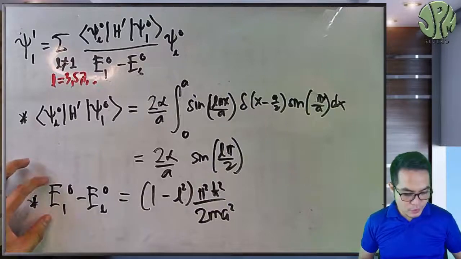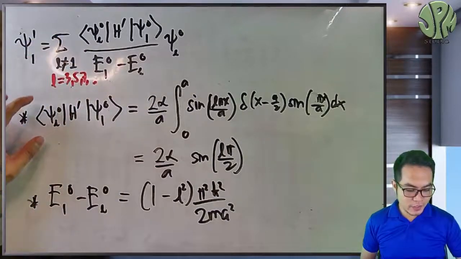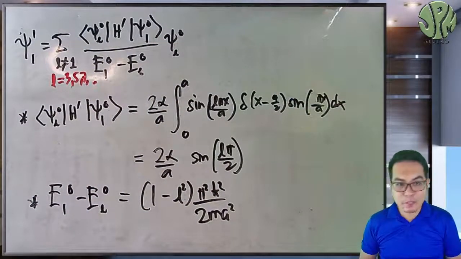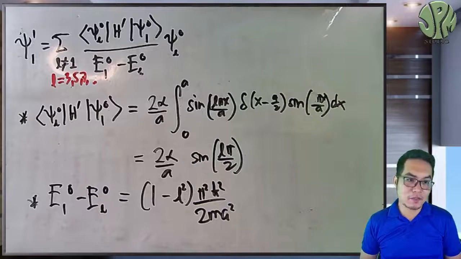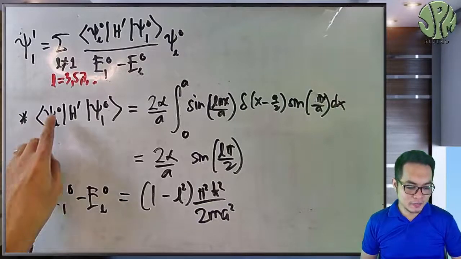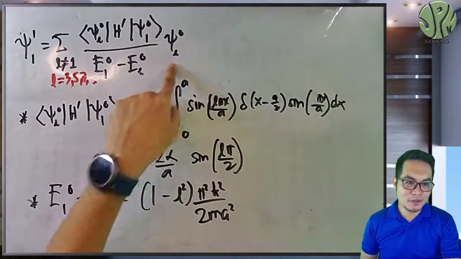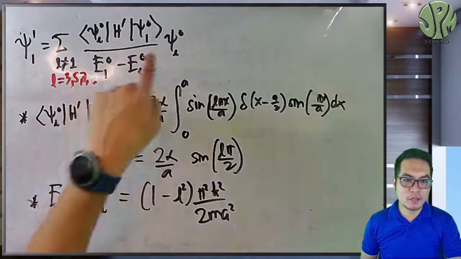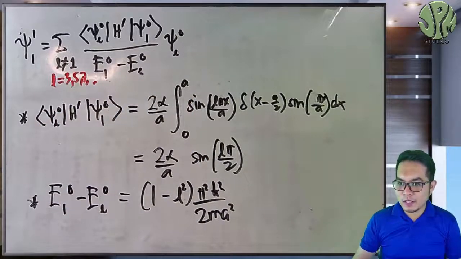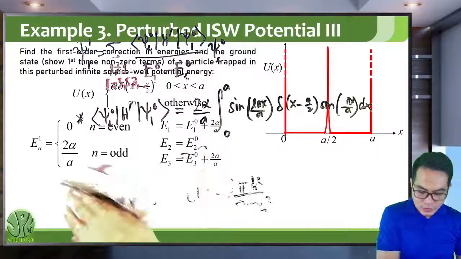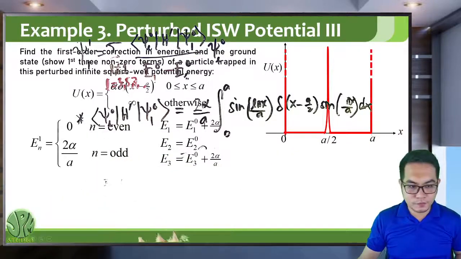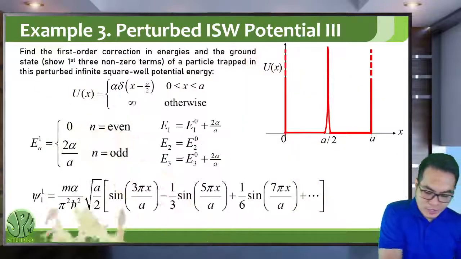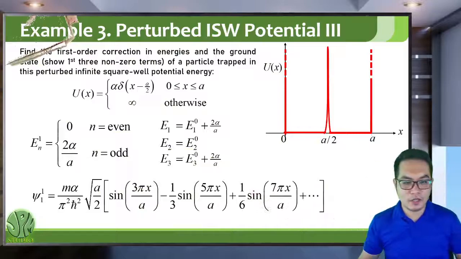So you substitute this one in the denominator here and this one in the numerator here, and expand up to the first 3 terms. The first term is 3, so you will get psi 3^0. The second term is 5, so you will get psi 5. And the third term is 7, you will get psi 7. So you do that, and you will get these results. These are now the first order correction to the ground state wave function, the wave function for the ground state.